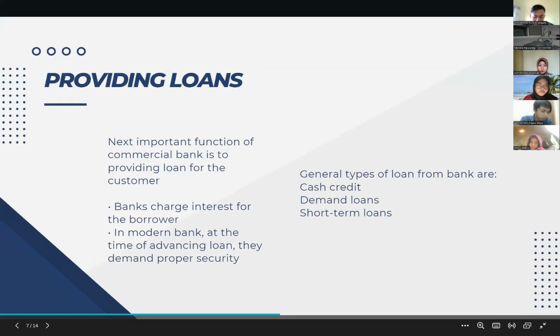The next one is providing loans. The next important function of a commercial bank is providing loans to customers. Banks charge interest to the borrower, and in modern banks, at the time of advancing a loan, they demand proper security. There are general types of loans from banks: cash credits, demand loans, and short-term loans.